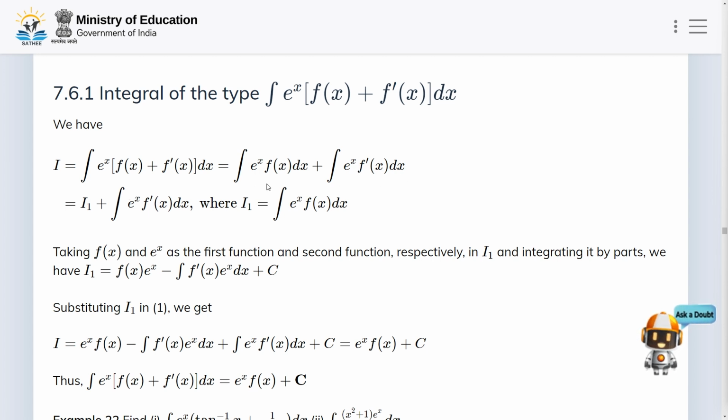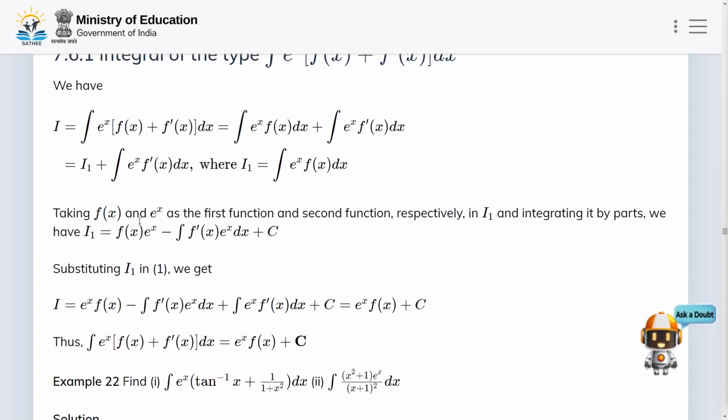Now this integration I will be taking as I1, as you can see, and this will be just rewritten in this form. Now taking f(x) as our first function and e^x as our second function, what will I1 be? I1 will be the first function as it is, which is f(x), times the integration of e^x, which is just e^x, minus the differentiation of the first function, which is f'(x), and the integration of the second, which is e^x. As you can see, what will happen?